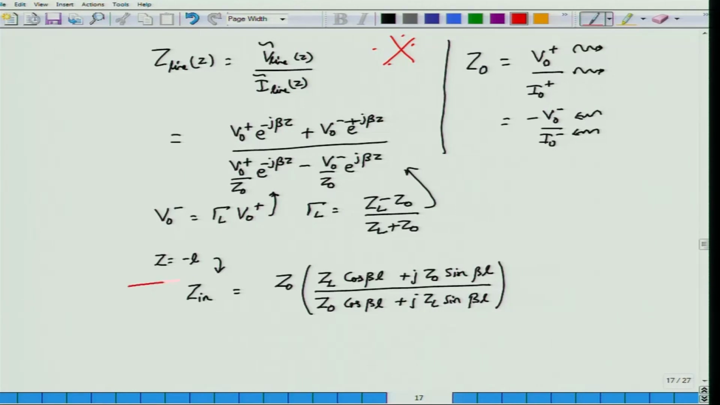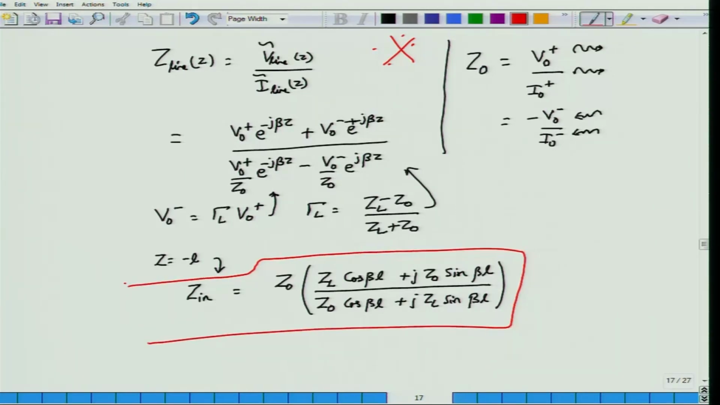This occurs quite frequently in transmission line problems, therefore, I will mark this in a very special way. There is an alternative way of writing this that involves taking cos beta L out as a factor. That will go in the numerator as well as in the denominator, and sin beta L over cos beta L becomes tan beta L. So, the alternate form will be Z0 times ZL plus j Z0 tan beta L, divided by Z0 plus j ZL tan beta L.